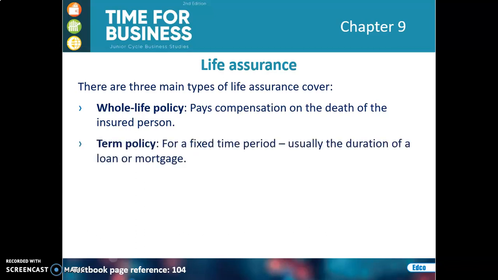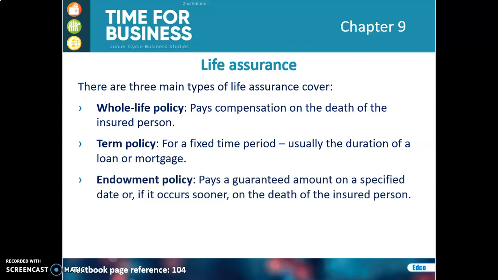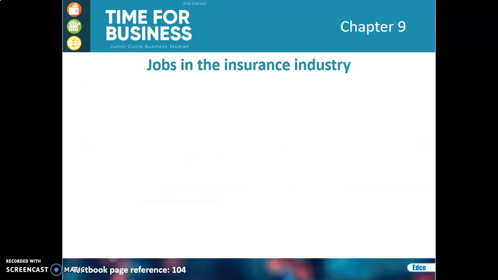Term policy is for a fixed period of time, so you'll take out life assurance during your 25 years or 30 years of your mortgage. And if you die during that period, then your mortgage will be paid off. Beyond that, the life assurance is cancelled. An endowment insurance pays out a guaranteed amount either on a specific date, like your 65th birthday, or sooner if somebody dies. So it's whether you reach a certain date or if you die, you get endowment policy paid out. Paid to your family or paid to you, depending on the circumstances.